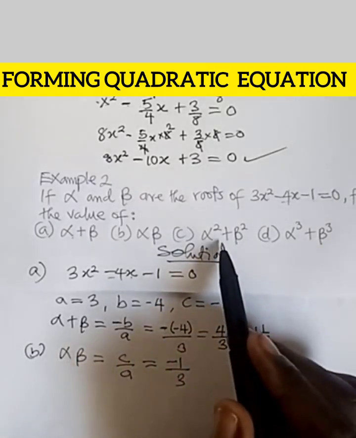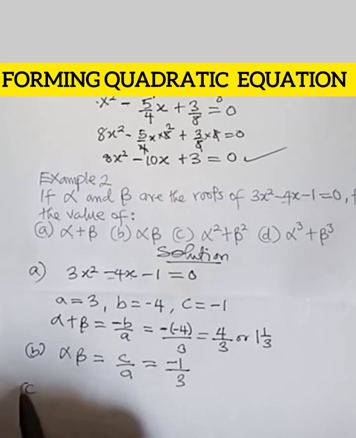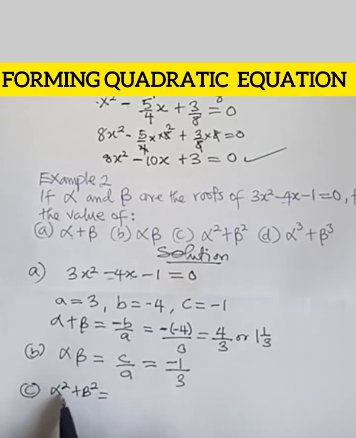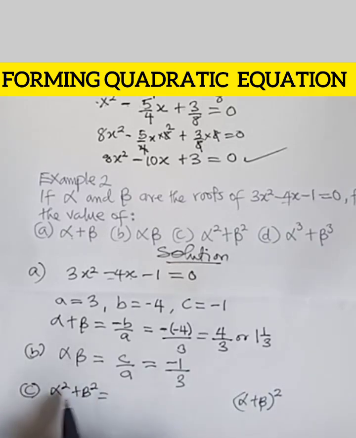So we proceed to alpha square plus beta square. Now we can't substitute directly. This is not the same thing as writing alpha plus beta raised to power 2, because this is one of the mistakes most students normally make. They will conclude that alpha square plus beta square is the same thing as this, which is actually wrong. So we can't substitute like this. We need to generate the formula.